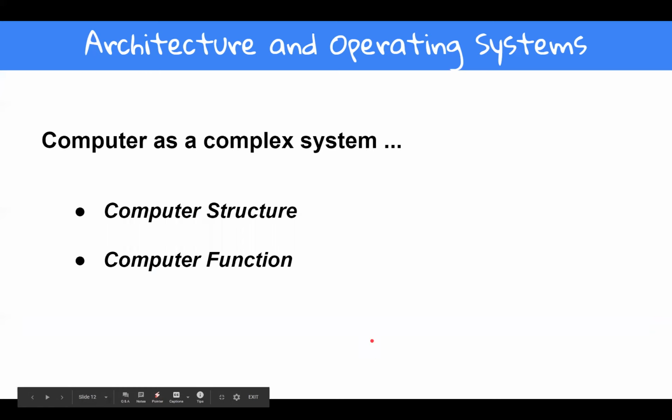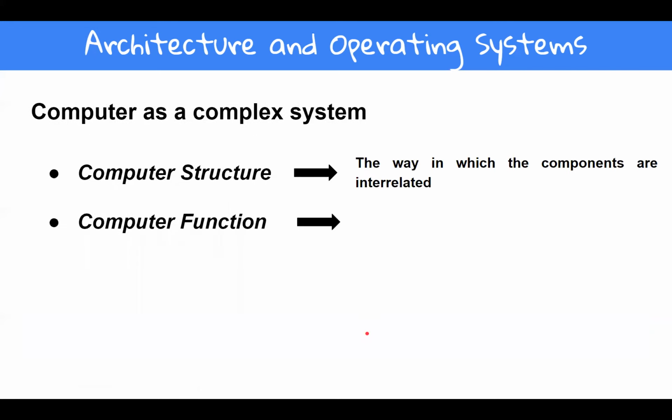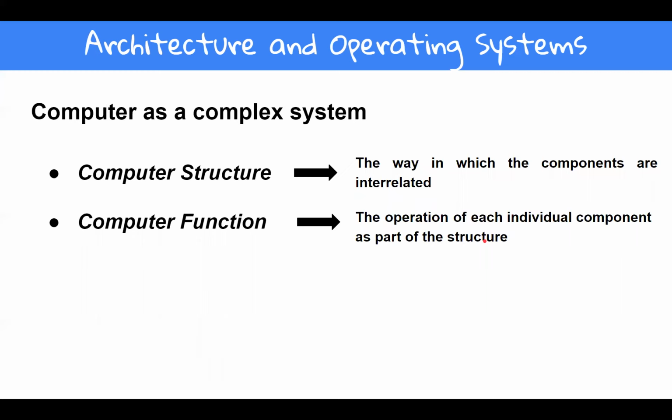So, computer as a complex system. A computer has got two different parts. Or if you want to study, it's better to focus on two different things. One of them is computer structure, and the other one is computer function. Computer structure is the way in which the components are interrelated. We are talking about how the components work together. Function is the operation of each individual component as a part of the structure.